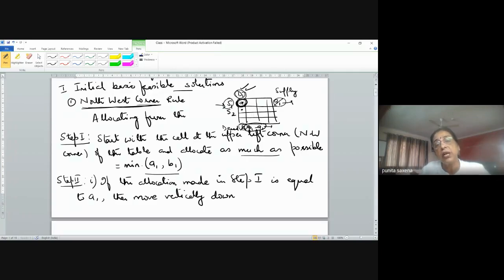The supplies would come from S2, but demands would be met with what? The first destination. Okay, so we move vertically down. I'm now writing the cell number, the cell 2-1. Okay, so it's second row, first column, and repeat step number 1 for the next allocation.